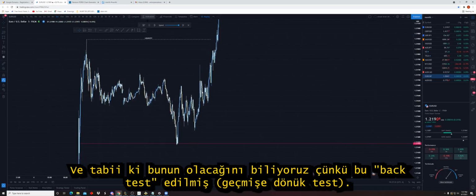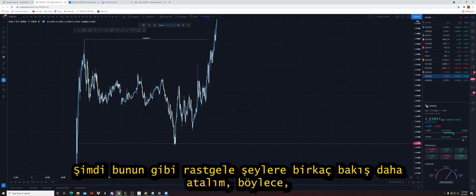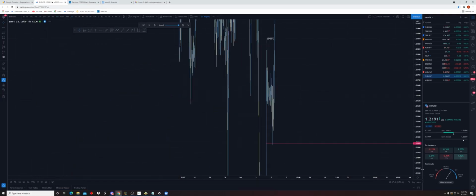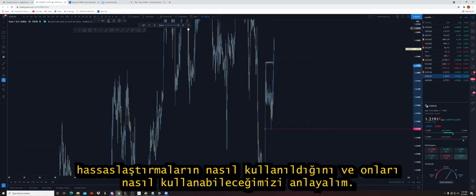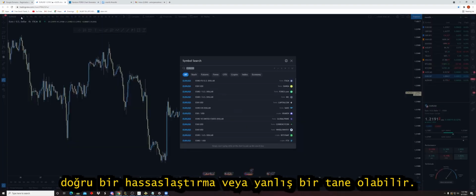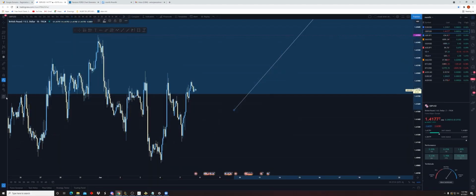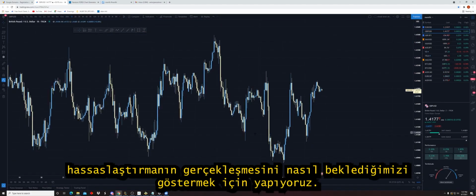And of course, we know it's going to happen because it's backtested, but these zones that we are selecting are not backtested and they are fully random. Now, let's take a few more looks at random stuff like this so we can understand how refinements are utilized and how we can utilize them. Again, every time I do this, there could be a correct refinement or a wrong one. We don't know if it's actually going to play out or not. We're just doing this to show how we expect refinement to occur.